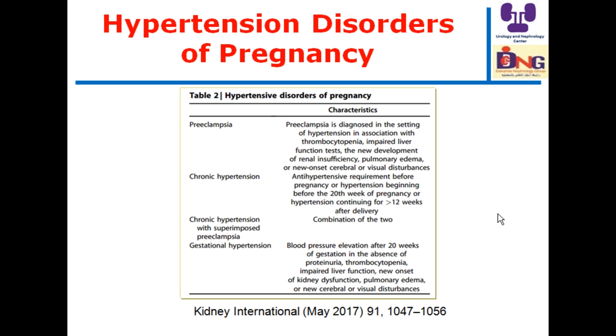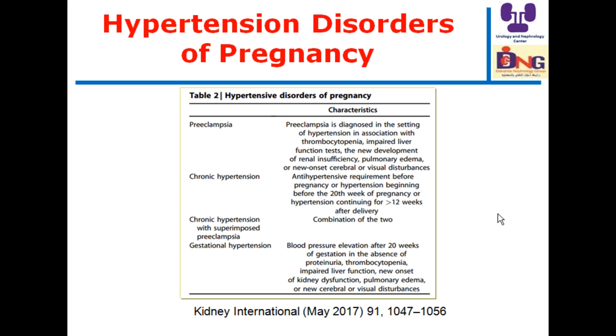What is the difference? Criteria for preeclampsia: preeclampsia is diagnosed in the setting of hypertension in association with thrombocytopenia, impaired liver function, the new development of renal insufficiency, pulmonary edema, or new onset cerebral or visual disturbance. In a practical manner, the presence of hypertension beyond 20 weeks of gestation, the second half of pregnancy, plus proteinuria is enough for clinical diagnosis.